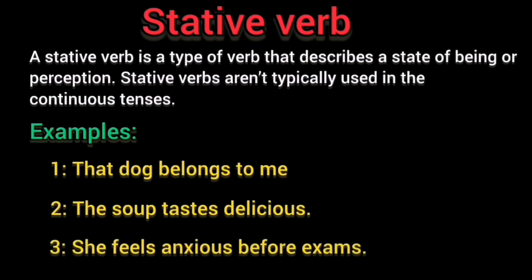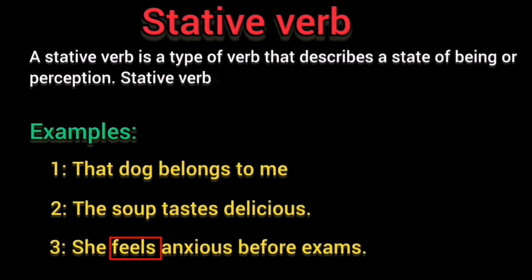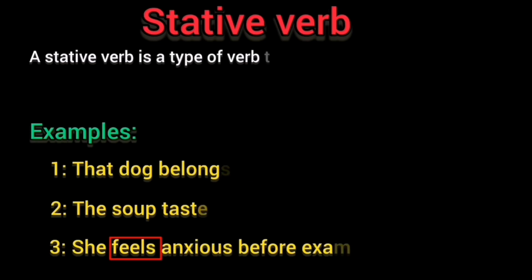She feels anxious before exams. Look at this last example. The verb feels is a stative verb because it shows her mental state. Simply, she does not perform any action here, but this verb tells us the state of her before exams. So, this is called a stative verb in grammar.